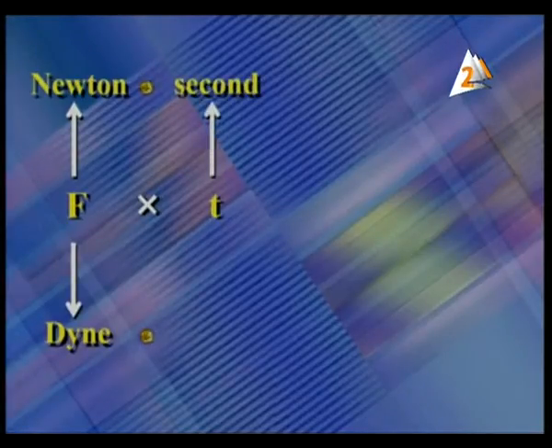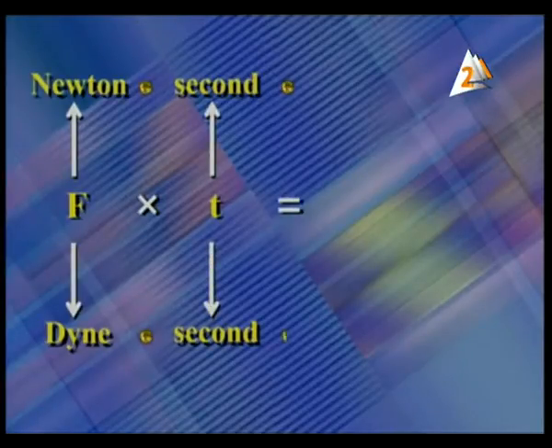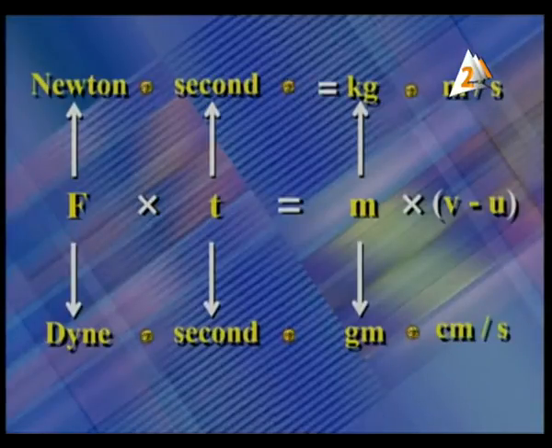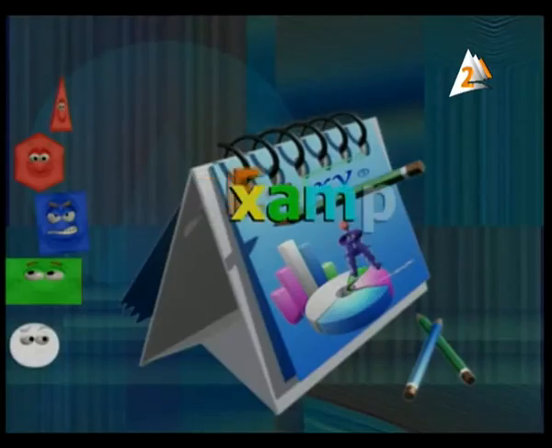The units of force is either Newton or dyne, times T in seconds, equals M either in kilogram or gram, times (V minus U) either in meter per second or centimeter per second. Now let's go to the first example.